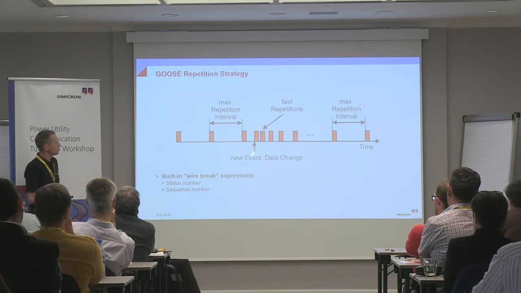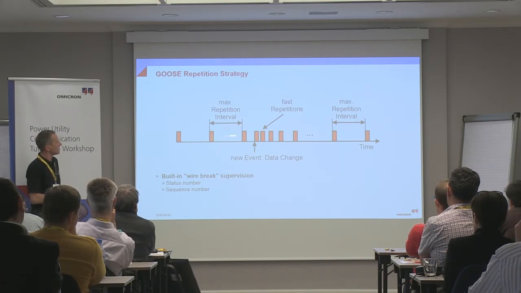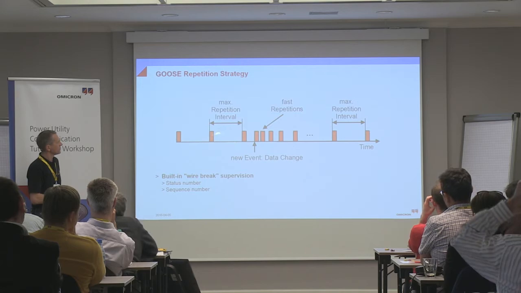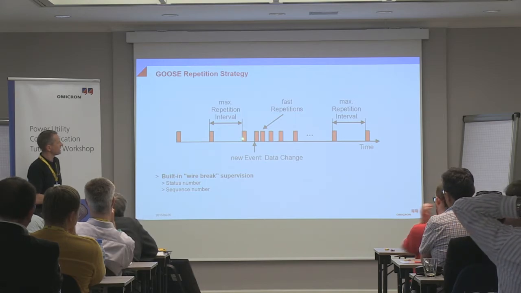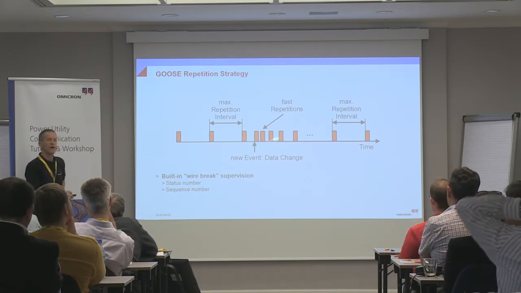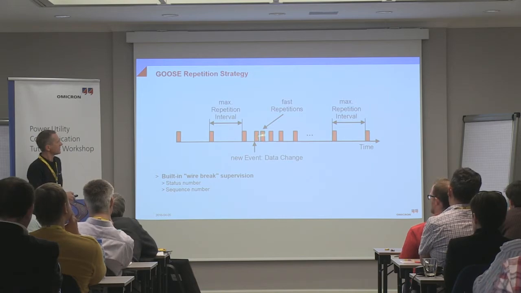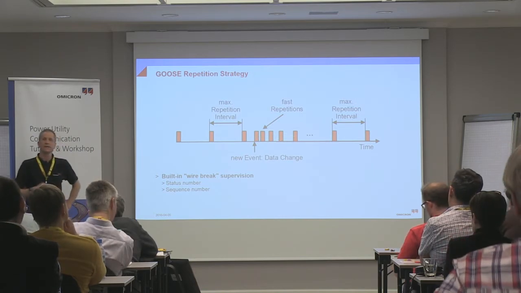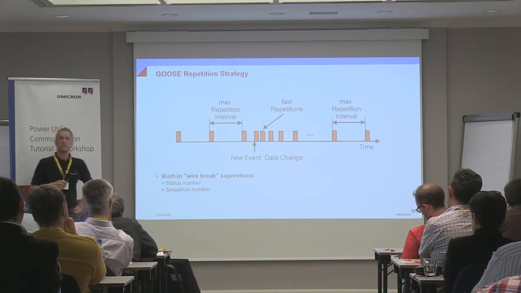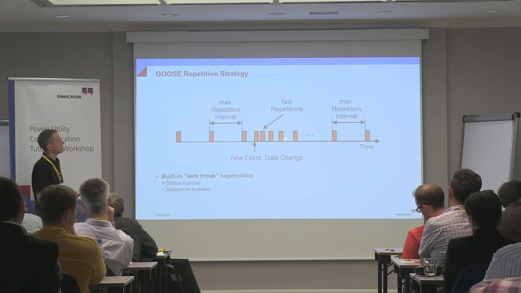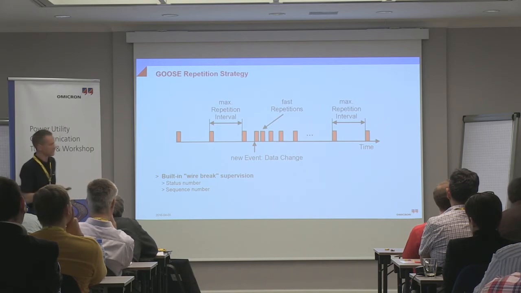But if there is a new event, a data change, the mechanism will not wait until this maximum interval has expired. It will immediately start to publish the new information and repeat it more quickly, just in case there would be a packet loss. And then this timing is extended until we come back to the maximum repetition.